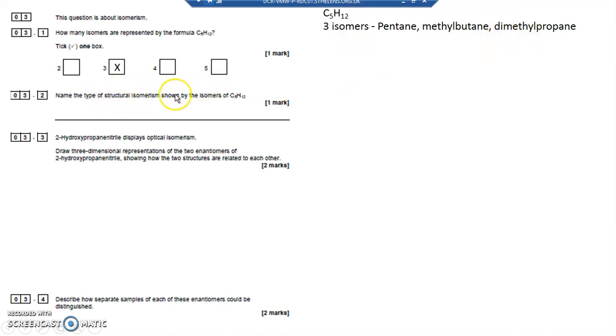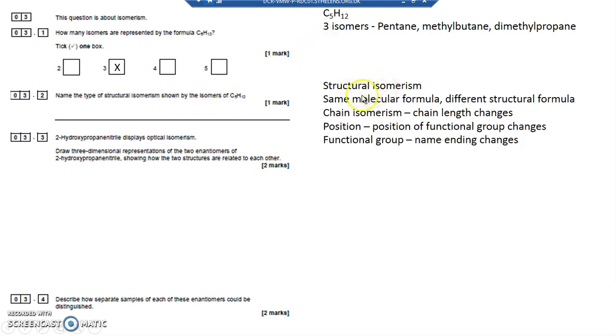Name the type of structural isomerism shown by C5H12. Structural isomerism, remember, is the same molecular formula but a different structural formula, so it's drawn in a different way, in a different structure. And there are 3 types: chain isomerism, where the length of the chain changes; position, where the position of a functional group changes, maybe a double bond changes its position, or an OH changes its position on the chain; and functional group, where the actual functional group changes, so maybe it changes from a double bond to a cyclic set of single bonds, something like that.